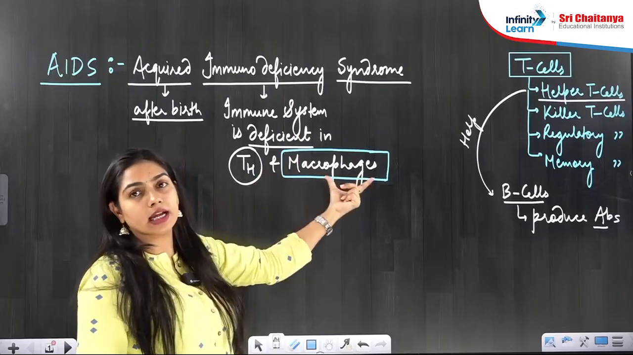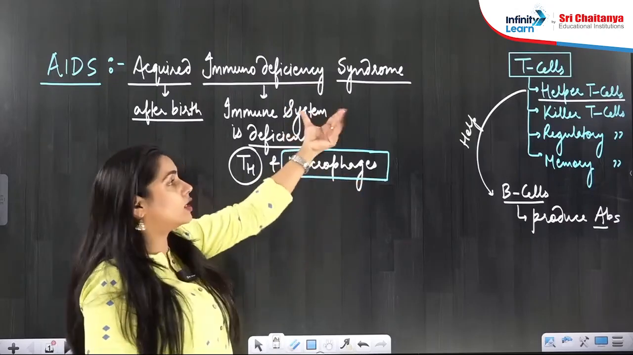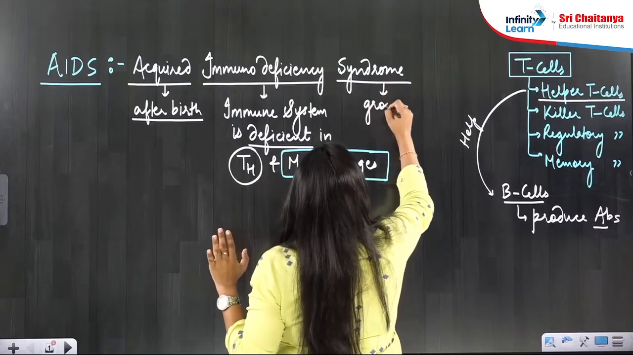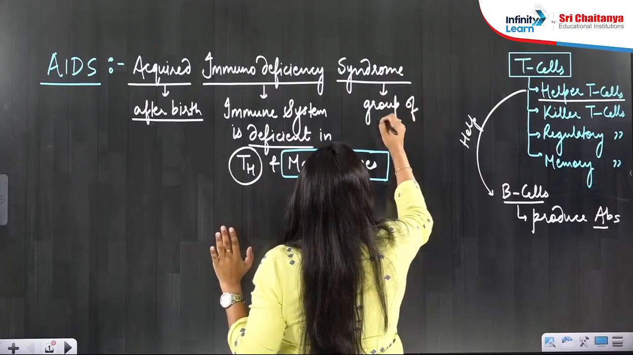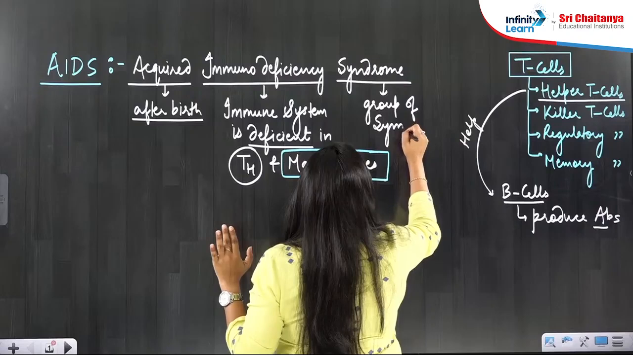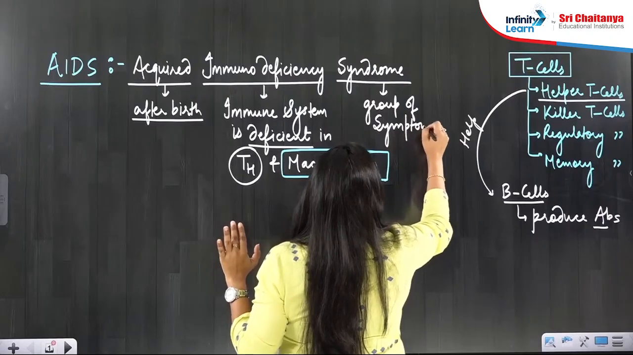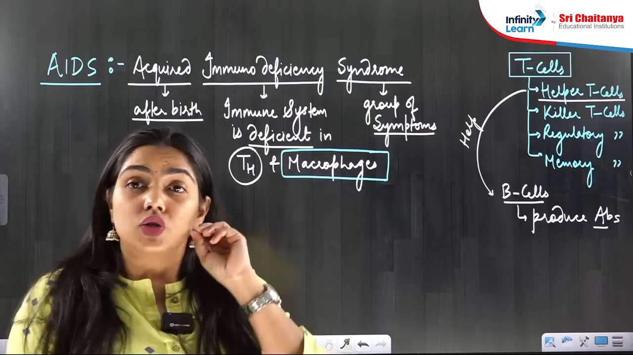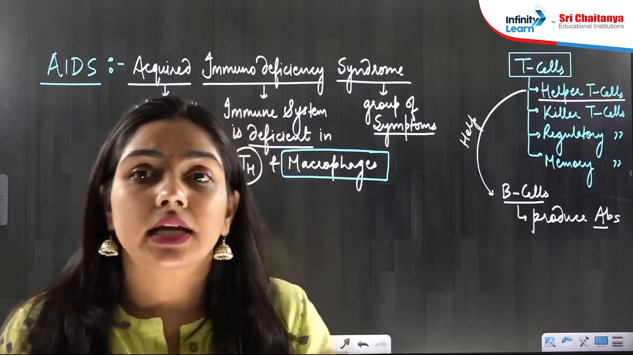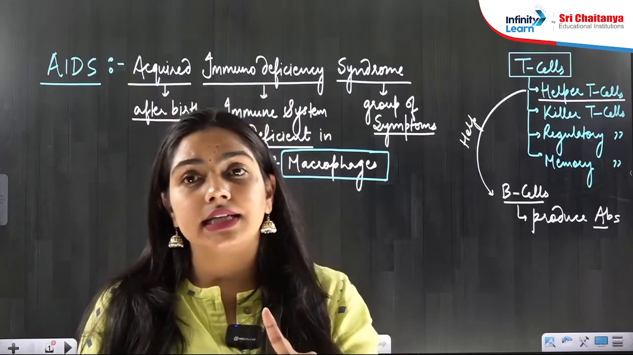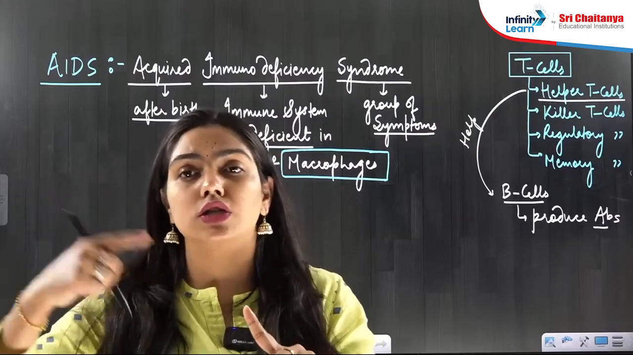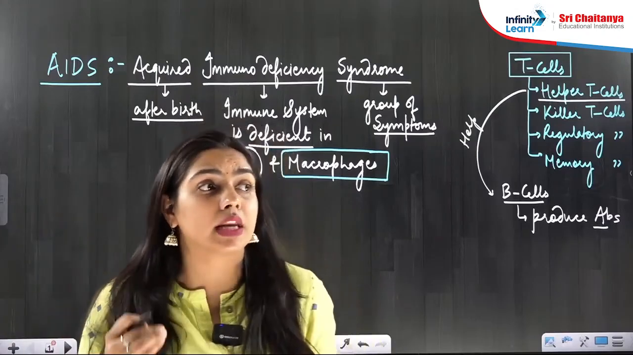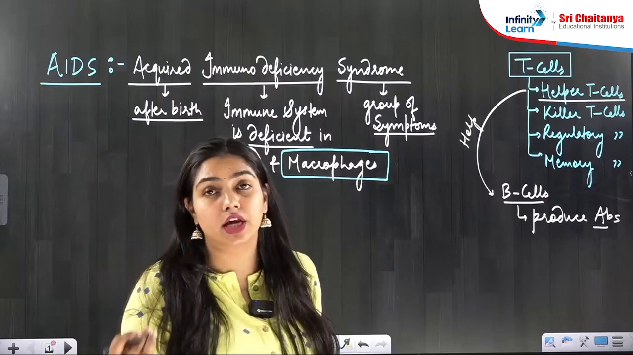T helper cells and macrophages. Now, syndrome means what? Syndrome means a group of symptoms. That means in this disease, beta, so many symptoms will come, right? Because AIDS is a disease in which other diseases will also occur. I will tell you opportunistic infections. I will tell you what is the meaning of opportunistic infections.